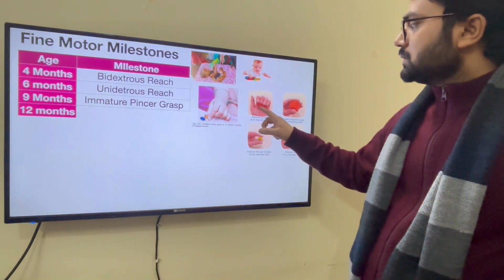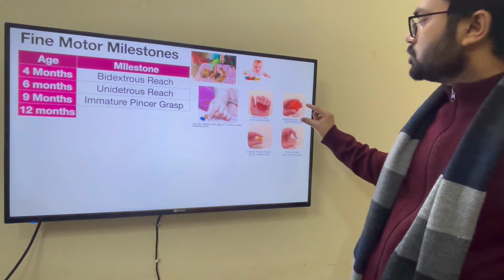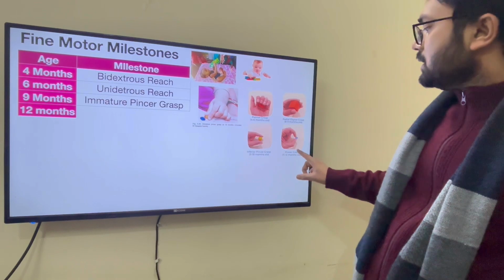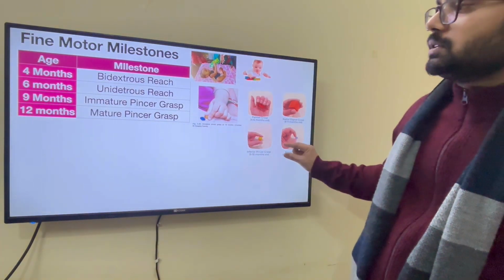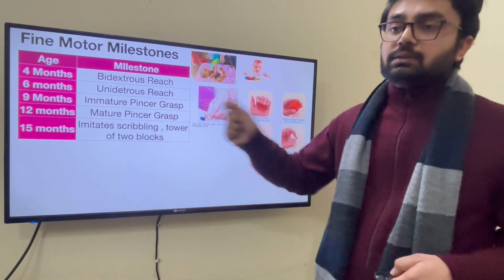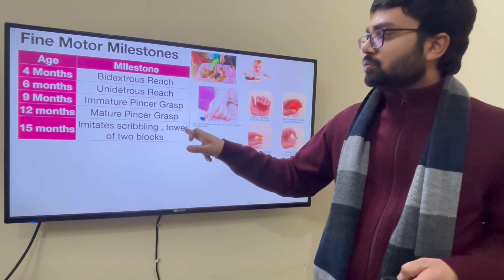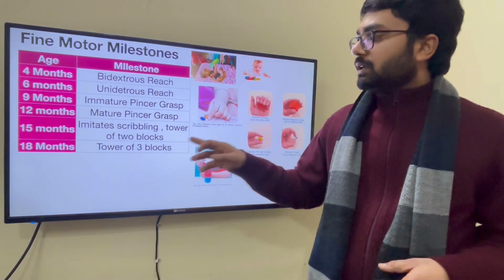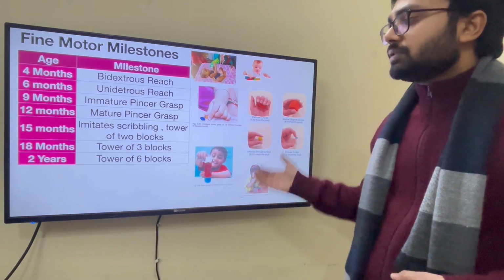At 4 to 6 months, he can hold between the palms. At 8 to 9 months, he can have an immature pincer grasp. At 9 months, he has an inferior pincer grasp, and at 12 months, he has a superior or the developed pincer grasp. At 15 months, the same child now imitates scribbling, that is, he can scribble on paper and he can build a tower of 2 blocks. At 18 months, the same child can now build a tower of 3 blocks. And at 2 years, the child now can build a tower of 6 blocks.